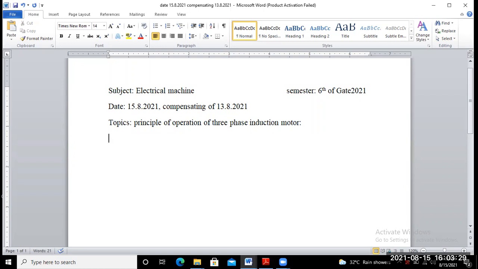So the stator winding of the three-phase induction motor is connected to a three-phase balanced supply.